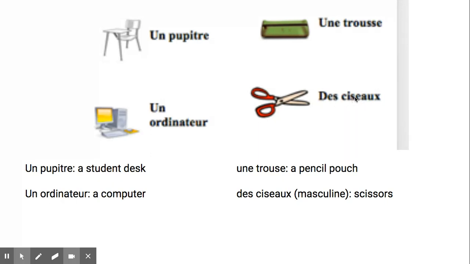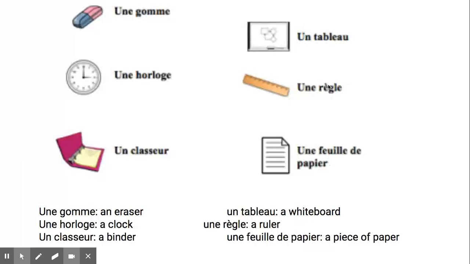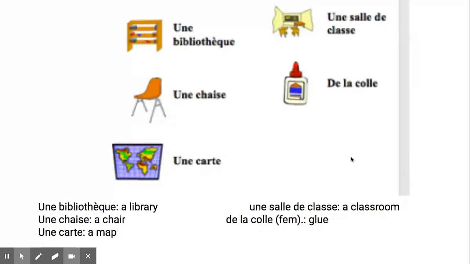So you'll notice ciseaux doesn't have un or une before it, and that's because scissors are technically plural. And when something's plural, you can't say a scissors. You have to say some scissors. So this little word des means some. Une gomme is an eraser. Une horloge is a clock. Un classeur is a binder. Un tableau is a whiteboard. Une règle is a ruler. And une feuille de papier is a piece of paper.